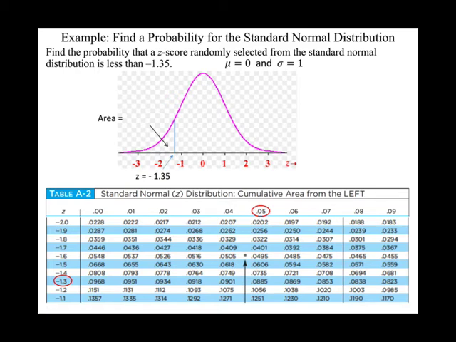Okay, so finding the probability, which is going to be here. You're going to go to the right here, and then at 0.05, go down. You're going to find the value 0.0885. And this is the area on the left. Okay, this is the area less than the z-score negative 1.35.